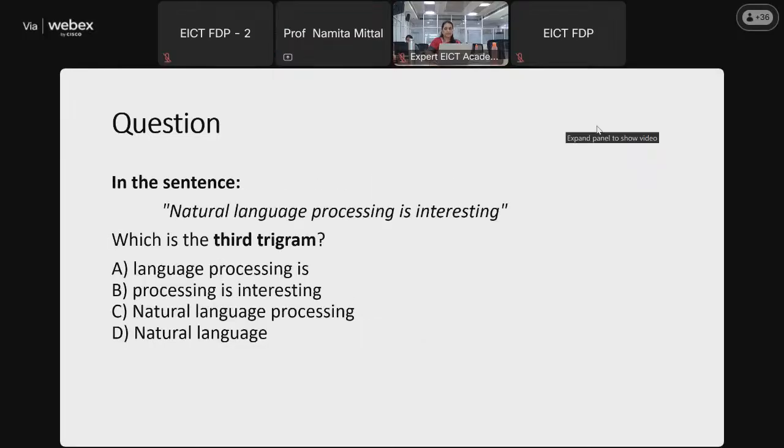Now, next question. In the sentence 'natural language processing is interesting', within the quotes, which is the third trigram? When we don't specify word or character, it is by default word, right? So the first trigram is 'natural language processing'. The second is 'language processing is'. The third is 'processing is interesting'. You're right, the answer is B. I hope there's no doubt about it.